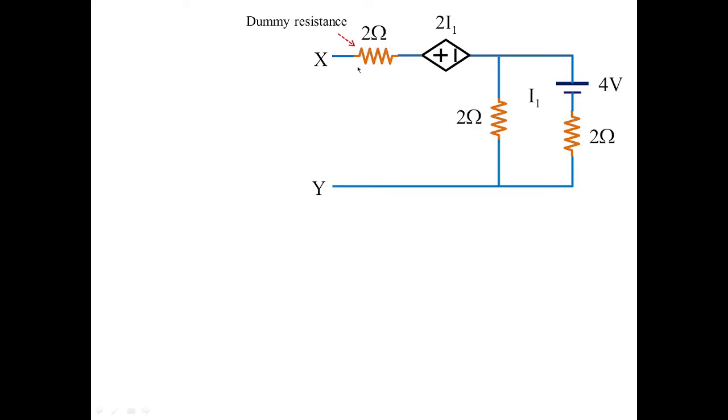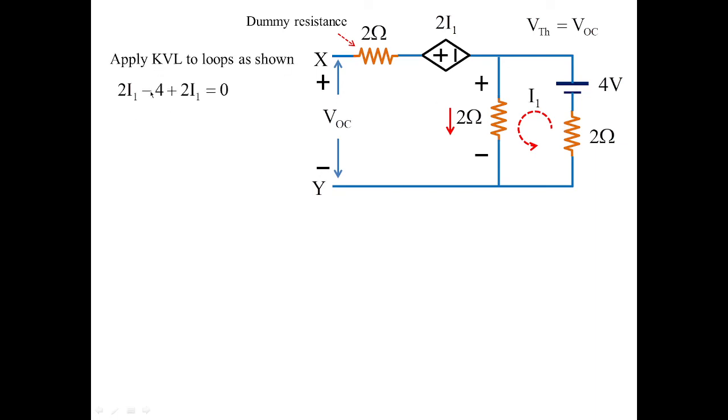So when the XY terminal is open circuited, as I told you, the resistance will behave as dummy in nature. So this resistance will be dummy when the 4 volts is driving the circuit. We need to find the open circuit voltage across these points. Remember, VOC is nothing but V Thevenin. I'm going to apply mesh analysis here to find the drop over 2 ohms. If the current I1 is flowing across 2 ohms, the voltage will be 2 times I1.